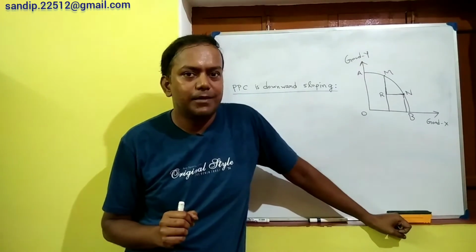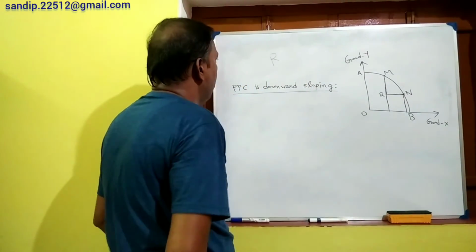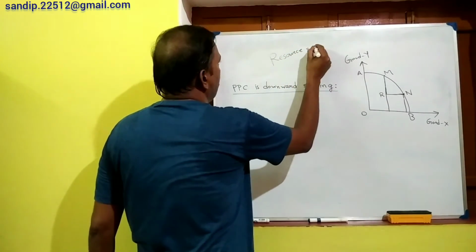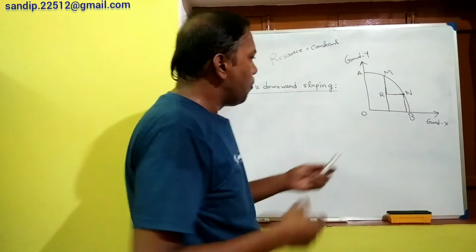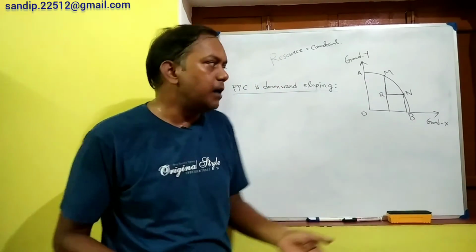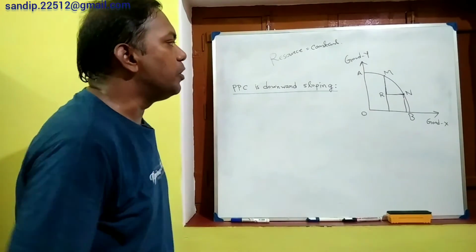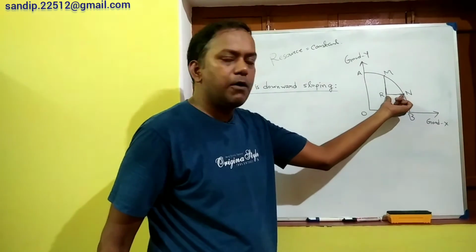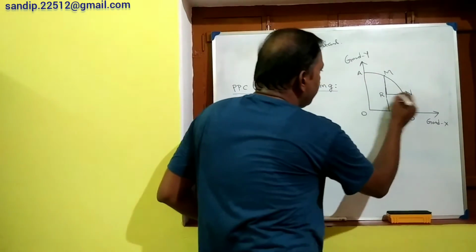Why? Because the resource is constant. So already we have got that our resource is constant. Whenever your resource is constant, the producer can't produce both commodities in a greater amount. So whenever he is producing Rn amount more of good X, he has to sacrifice Mr amount of good Y. Now you see this amount.